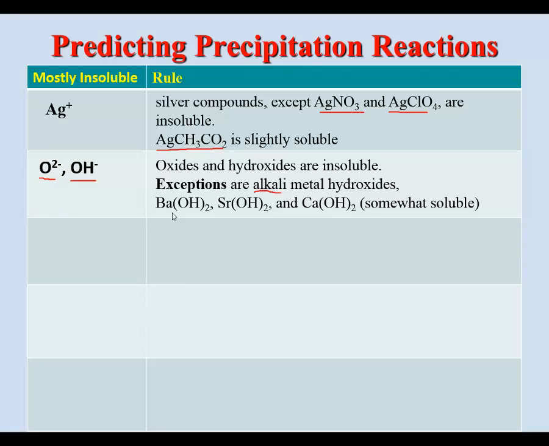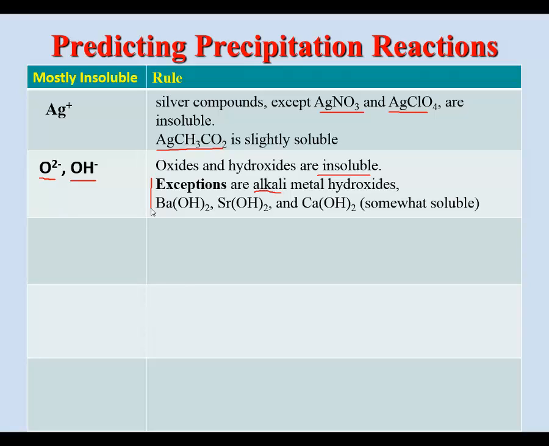Okay, if I form tin 2 oxide, I expect it to be insoluble. If I form lead 4 hydroxide, I expect it to be insoluble. If I form rubidium hydroxide, well, rubidium's an alkali metal, so I expect that the rubidium hydroxide is very soluble. Okay, so that's kind of what we're looking at here. So try to remember when these would be insoluble and the exceptions when they would be slightly soluble or considered soluble.